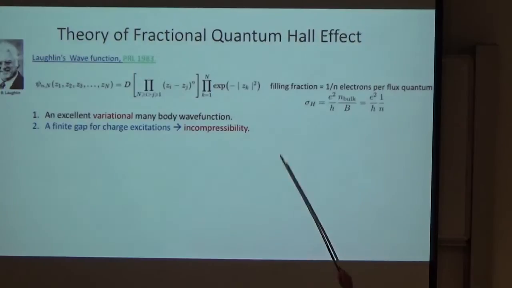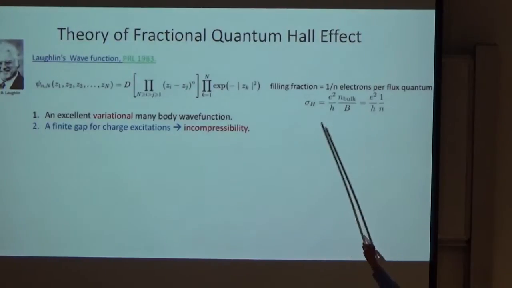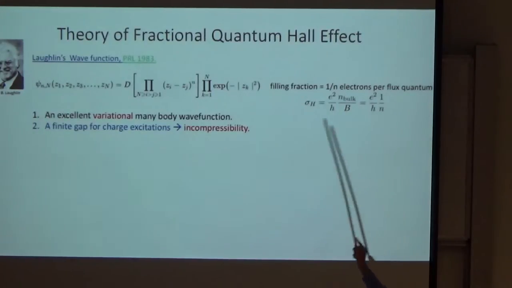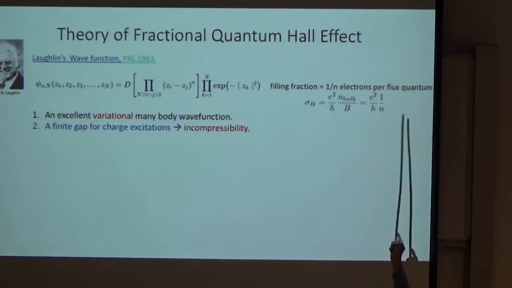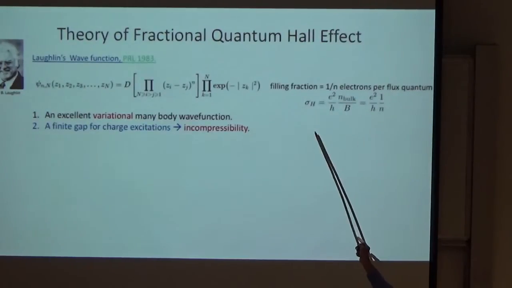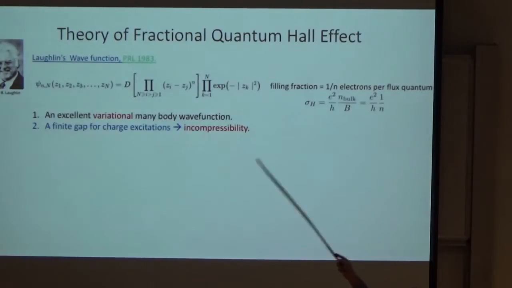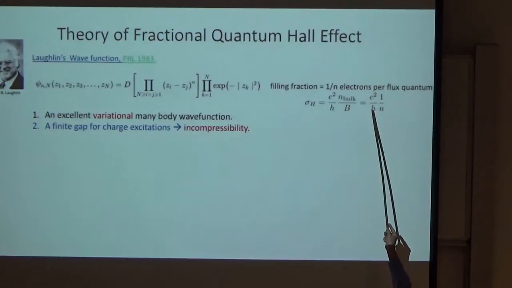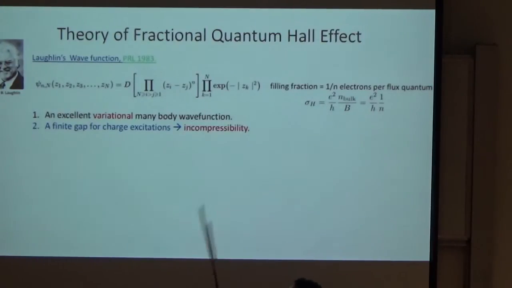So it turns out that this many-body wave function happens to have a density which is 1 over an integer number of electrons per flux quantum, in the right units, per Landau area, flux quantum. So the Hall coefficient, as I said before, is just a density. So it's e squared over h times the density. Now the density is going to be 1 over n, times e squared over h. And n is an integer. It happens to be an odd integer, so that this is obeying the Pauli principle.